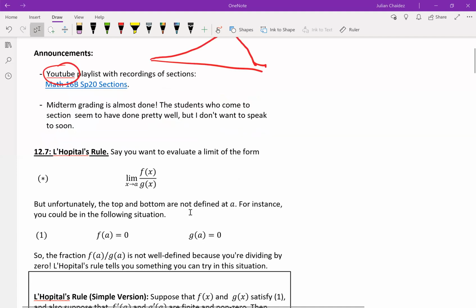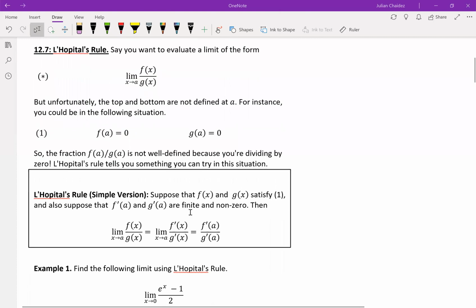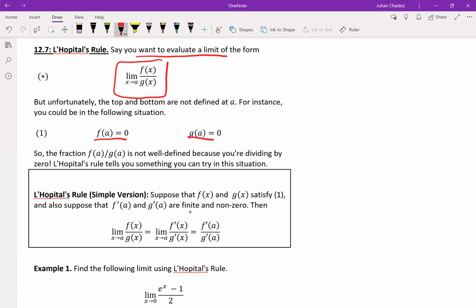The first thing I'm going to talk about today is L'Hopital's rule. So what does L'Hopital's rule say? I want to evaluate a limit of this form: the limit of f of x over g of x as x goes to some constant a. And the situation I'm in is one where the top and the bottom are not well defined at a. The usual situation where this happens is if both f of a and g of a are 0.